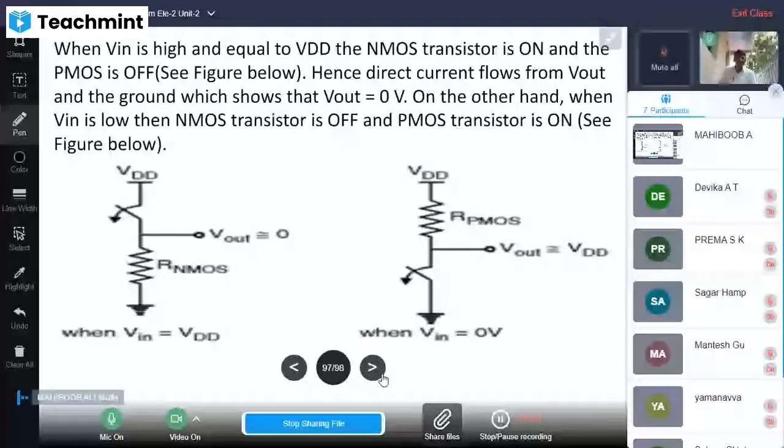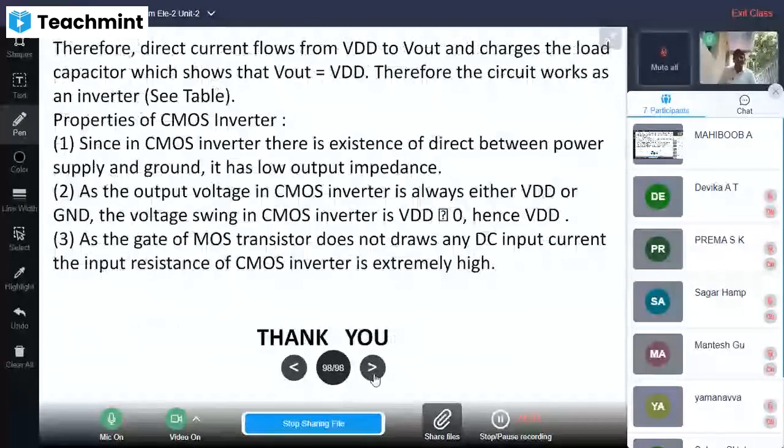When Vin is 0, when Vin is VDD, Vin high, output is 0. When Vin is 0, output is VDD, that is high. So this completes the MOS.